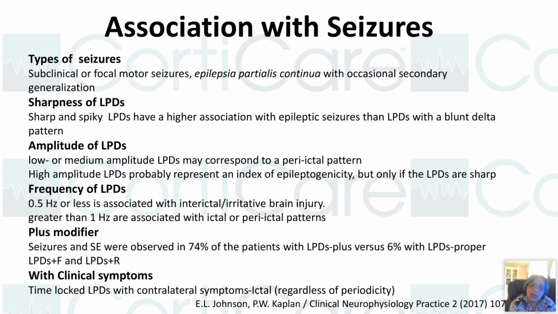Low to medium amplitude of LPDs fall into periictal category. However, high amplitude LPDs represent an index of epileptogenicity. They may not be epileptic unless they are sharp. So high voltage sharp LPDs are categorized as ictal. Now the frequency of LPDs. LPDs of more than 1 hertz with the plus modifiers are categorized as ictal. 0.5 or less are interictal, or it represents some irritative brain injury.